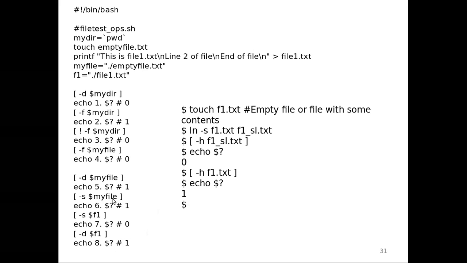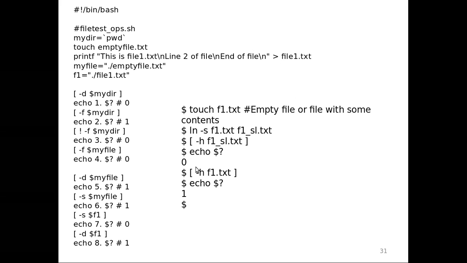My file, it is an empty file, right? So this is false because it doesn't have anything, so this is 1. And f1 contains some data because we redirected it using IO redirection. For more on IO redirection, you can check the Linux basics units.